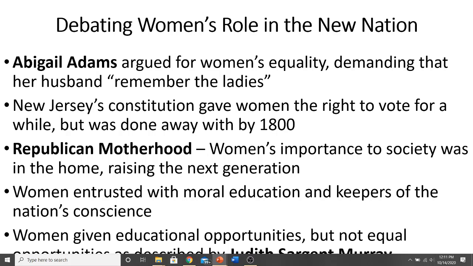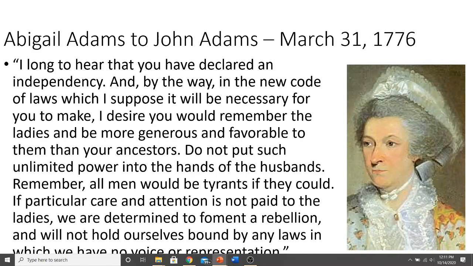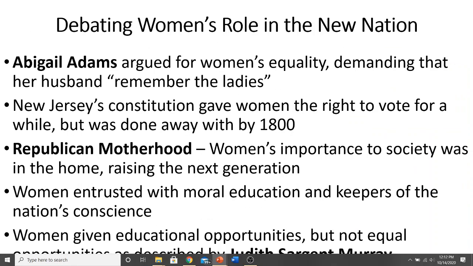And that brings us to women's role in the new nation. So Abigail Adams argued for women's equality, demanding that her husband, quote, remember the ladies. And in it you see that she says that all men would be tyrants if they could. If particular care and attention is not paid to the ladies, we are determined to foment a rebellion and will not hold ourselves bound by any laws in which we have no voice or representation.